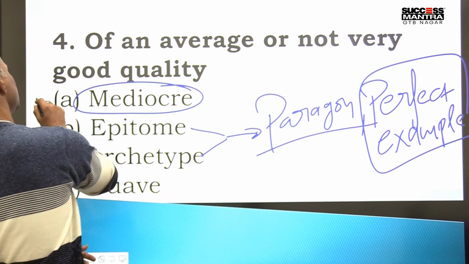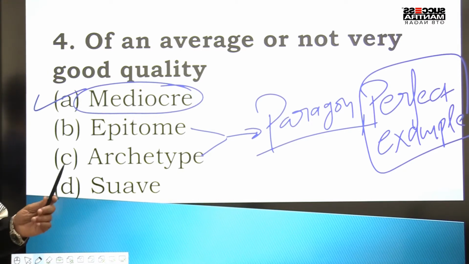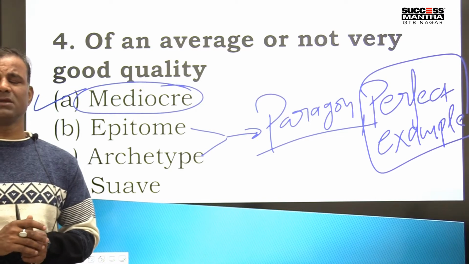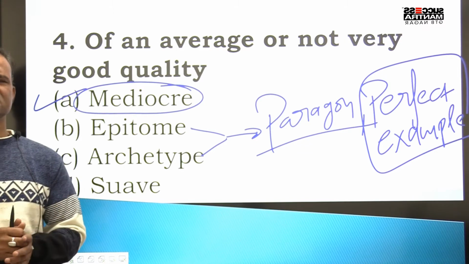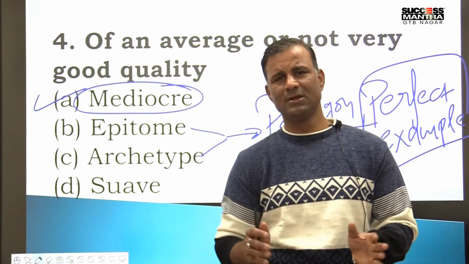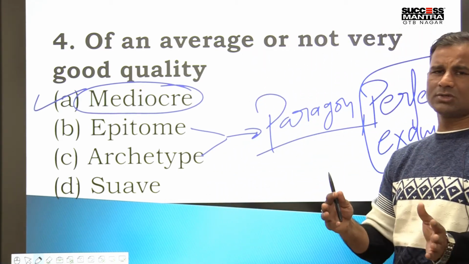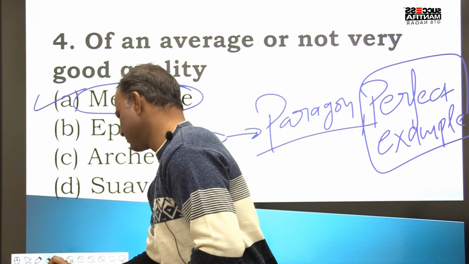ठीक है? So the answer would be, guys, A, of an average, not very good quality, that is called basically the mediocre. But if someone is the epitome or the archetype of something, that can be considered the perfect example of something. Suave, debonair, elegant, sophisticated, and you can say the urbane, these are basically very good persons, personality wise, knowledge wise, society wise, right? Okay, we'll move to the next one, guys.